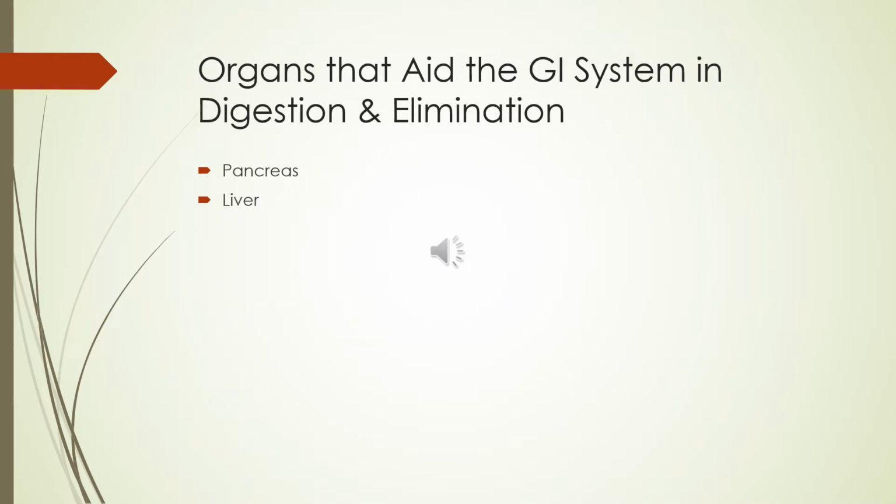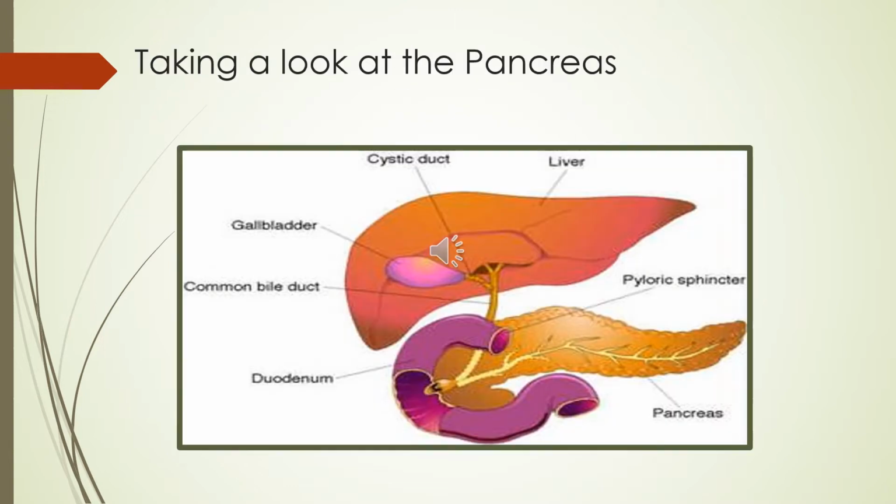The liver and the pancreas are two of the organs that aid in our GI system's digestion and elimination, and we're mainly going to focus on the liver today. Taking a look at the pancreas, you'll see that it sits below the liver, and the common bile duct goes through the liver and also to the gallbladder and then to the pancreas itself and ends up in the duodenum. So that's how all of that system is connected.